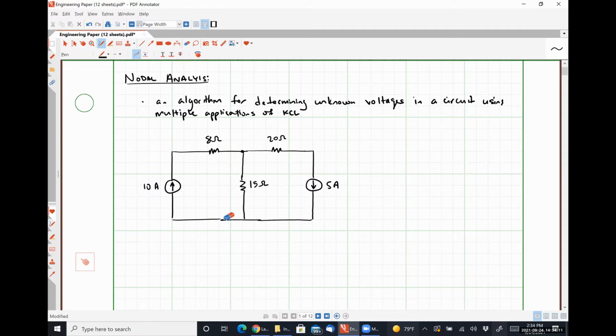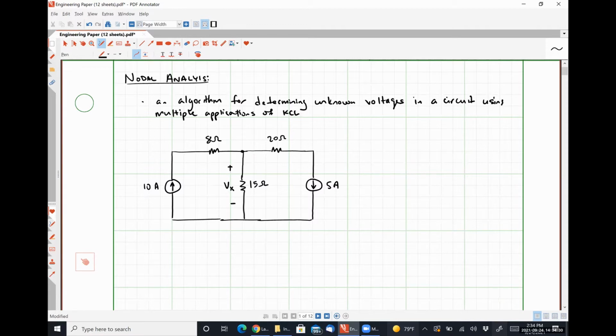And let's say that we are interested in determining the voltage drop over the 15 ohm resistor, positive polarity on top, negative polarity on bottom. Okay.